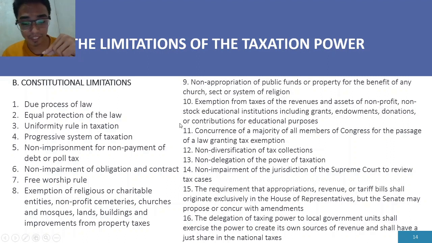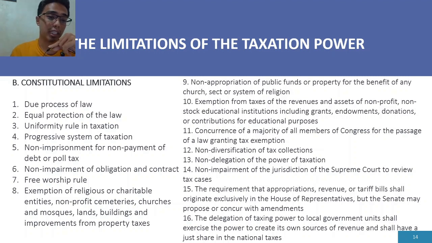Number 4, progressive system of taxation. Ang ginagamit ng Congress is progressive system. Merong kasi tayong iba't ibang systems of taxation. Ang ginagamit natin is progressive, meaning as the tax base increases, the tax rate also increases. Habang lumalaki yung income natin, mas lalaki naman ang tax rate na babayaran natin. Right? So yung babayaran ng may income na 250,000 is mas maliit compared sa babayaran ng tax ng may income na 500,000. That is the progressive system of taxation.